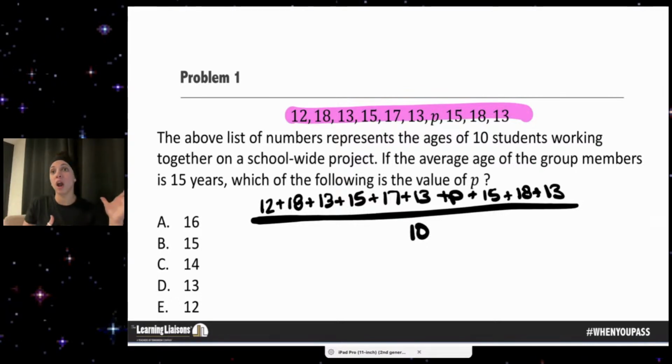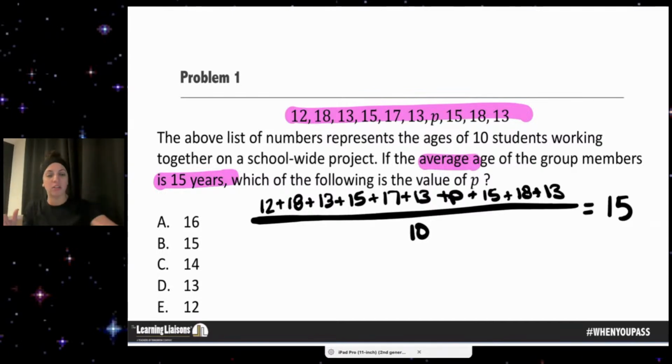Some of you are like, whoa, the algebra is really kind of confusing for me, so I would rather use the answer choices. Totally capiche, totally fine. I'm an algebra person, so I'm going to solve it algebraically, but then I'm going to show you how to use the answer choices. So I know that the average is 15. So I know if I go through the average process that it all has to equal 15, right?